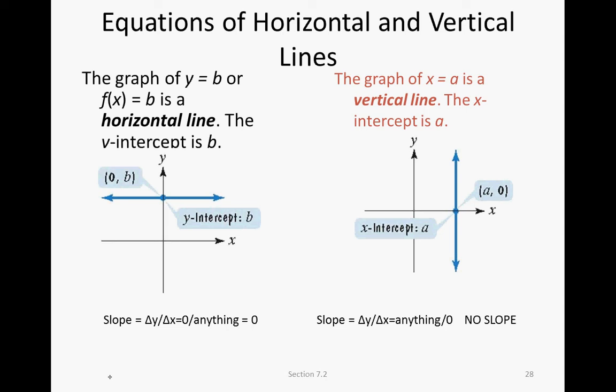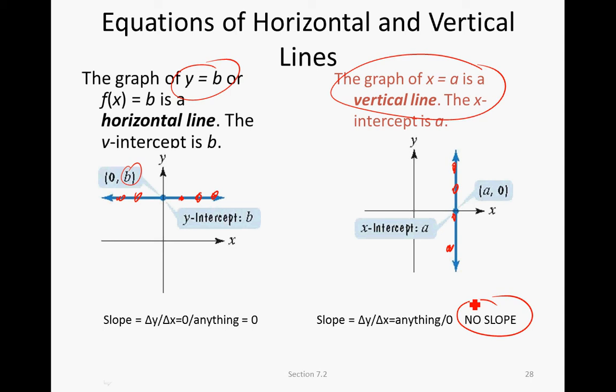Okay, equations of horizontal and vertical lines. The graph y equals b is a horizontal line. Everything is at the value of b. So that's a horizontal line. The graph x equals a is a vertical line. Every x is that particular value. When you're talking about the slope of this vertical line, there is no slope. When you're talking about the slope of a horizontal line, there's a 0 slope.